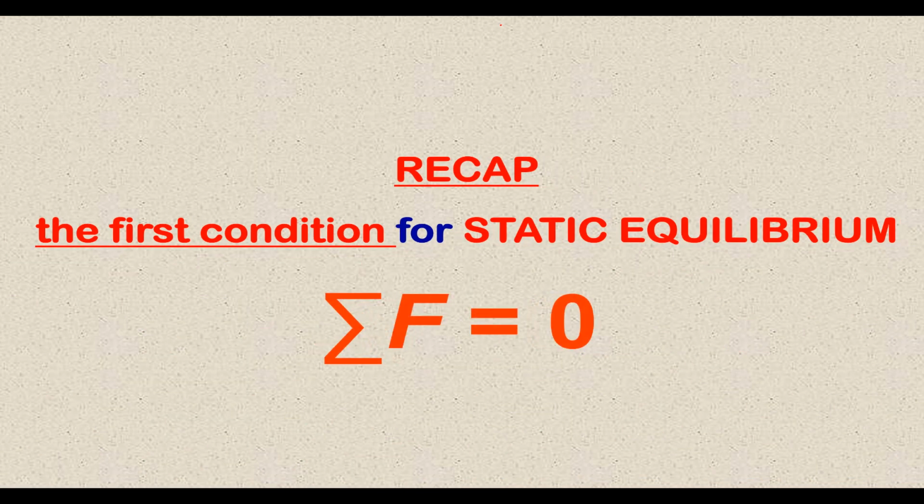The first condition for static equilibrium is that the sum of the forces equals 0. Mr. Curl likes writing down the sum, that's the sigma, of the forces in the x equals 0, and the sum of the forces in the y equals 0.